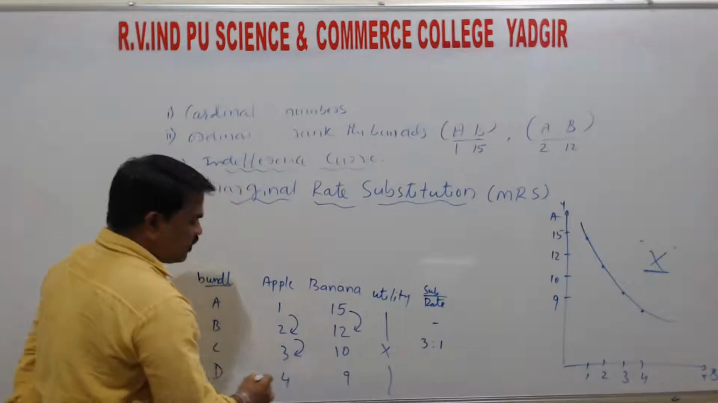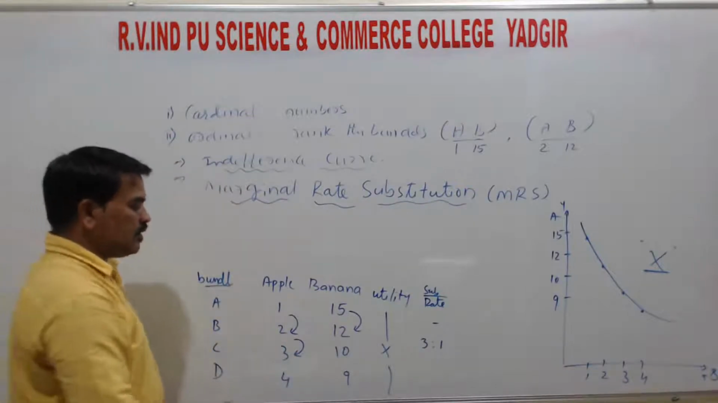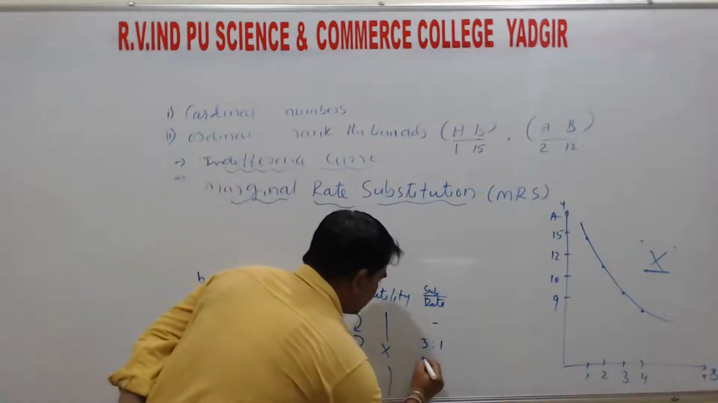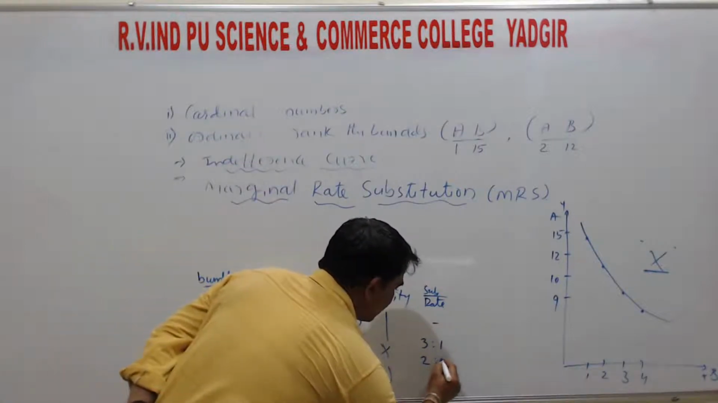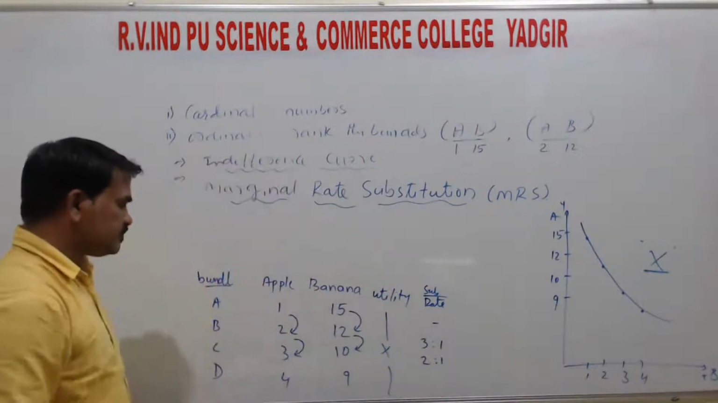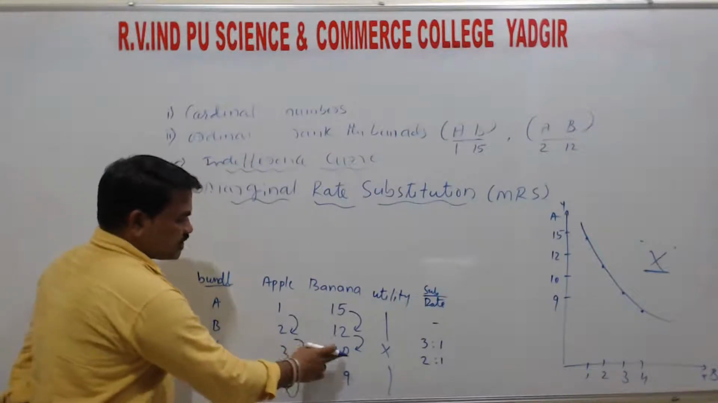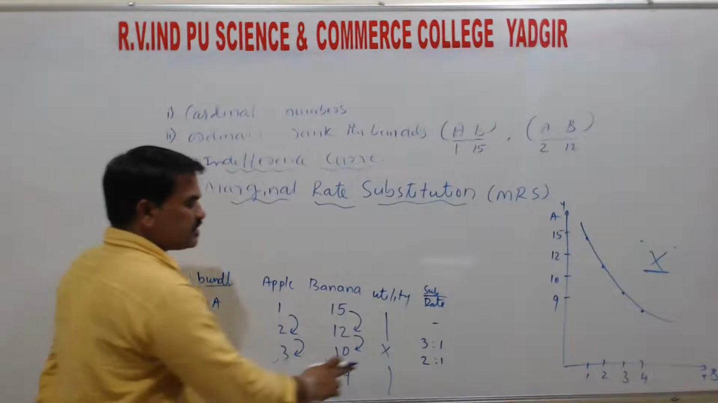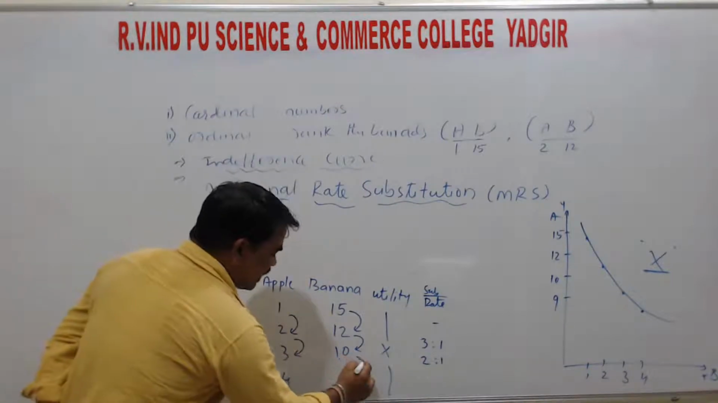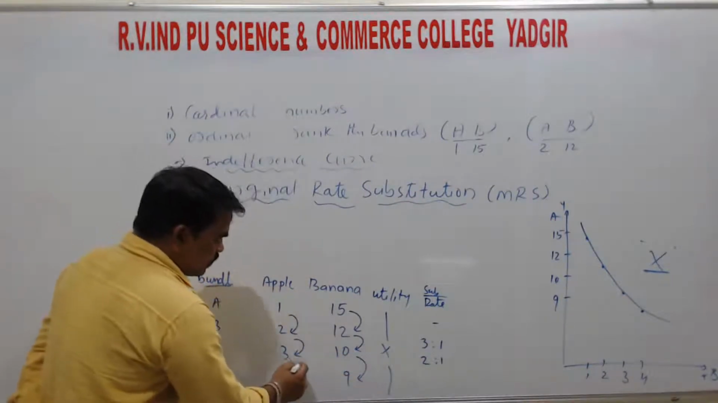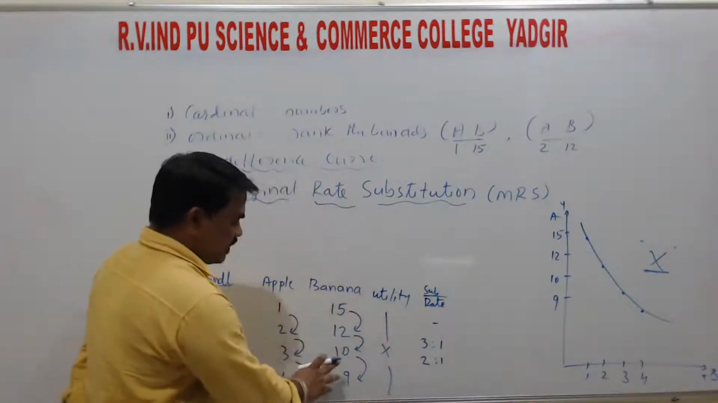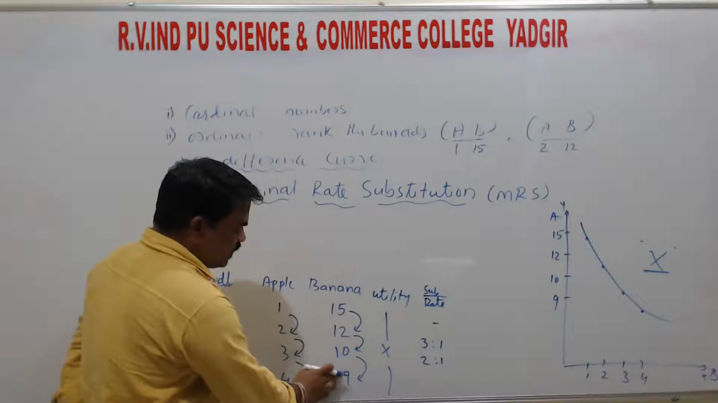Again, if you want one more apple, he is substituting that with two bananas. He will sacrifice two bananas. Sorry, he will substitute two bananas for one additional apple here. This is the rate. Now again, if you want one more apple, he will substitute with one banana. You see, from 10 to 9.